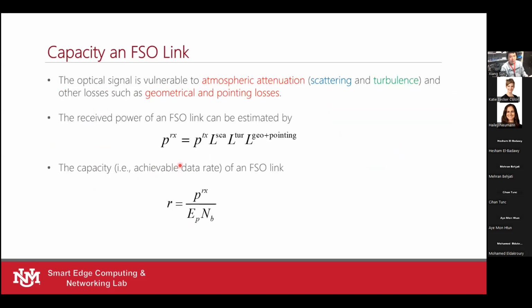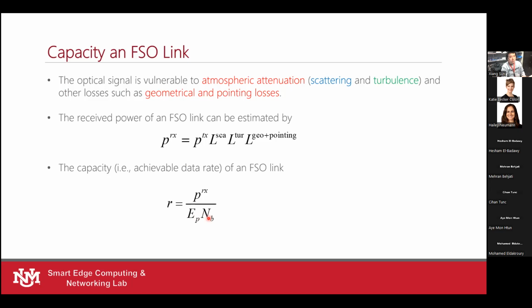So we have mentioned four types of losses: the scattering loss, turbulence, geometric loss, and the pointing loss. Then we can calculate the received power based on this equation. Here P_RX indicates the received power, and P_TX represents the transmission power. And then we can use this equation to calculate the capacity, in terms of the maximum data rate, of an FSO link. E_p is the photon energy, the amount of energy that can be carried by each photon, and M_B indicates the receiver sensitivity, which means how many bits can be carried by each photon.